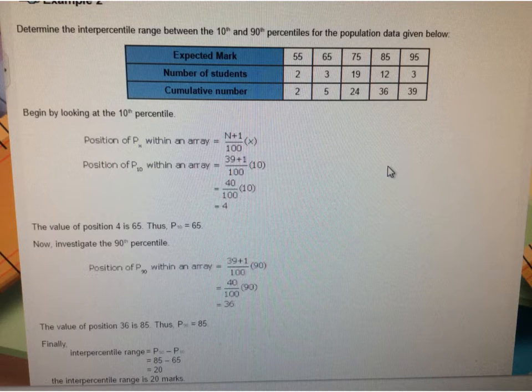I've got the picture of the screenshot that you sent me here on the screen, and I'm just going to go through it with you and explain it. Okay, so we're finding P10.